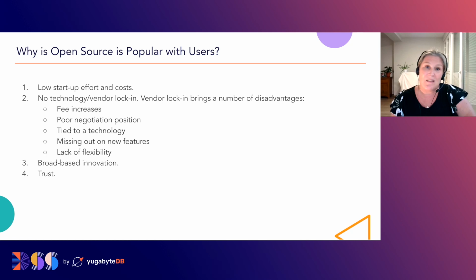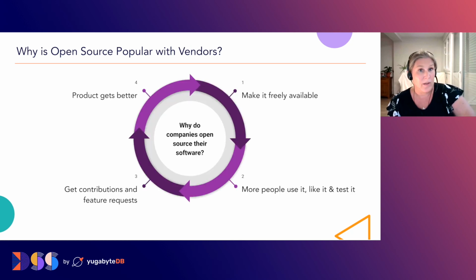Thirdly, another reason users love open source is that it isn't dependent on just one person. There's a community of people actively contributing and supporting the project, bringing diverse ideas and innovations and suggesting new features. Finally, trust. It's not all locked away. You can get in, look at the source code, check it's secure, dig around and see that it does what it needs to.